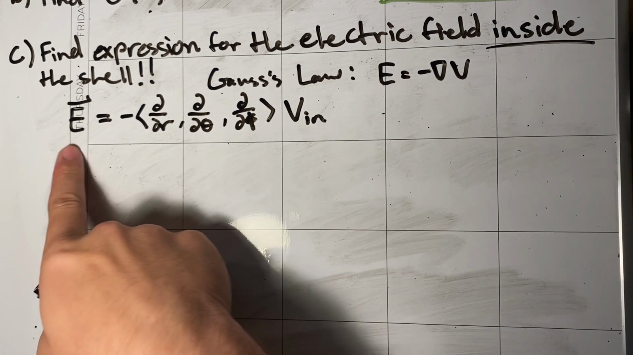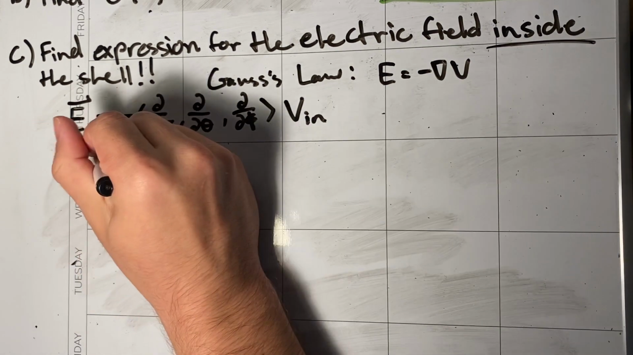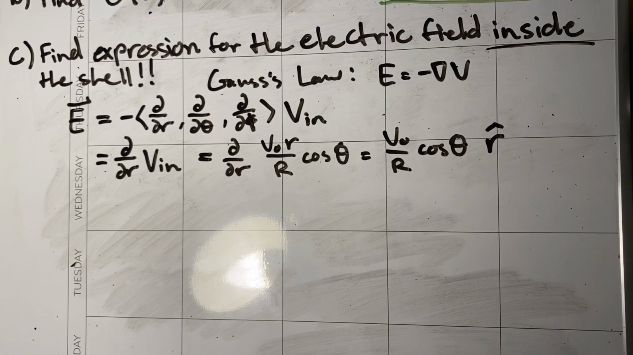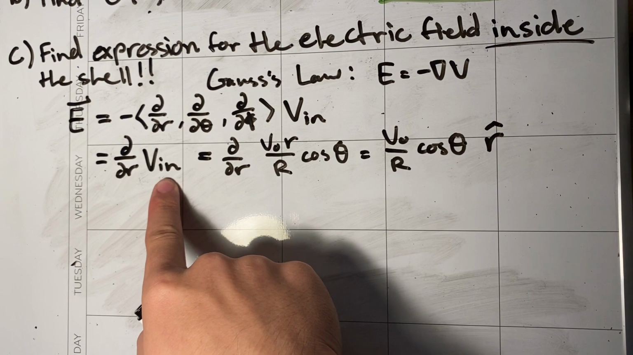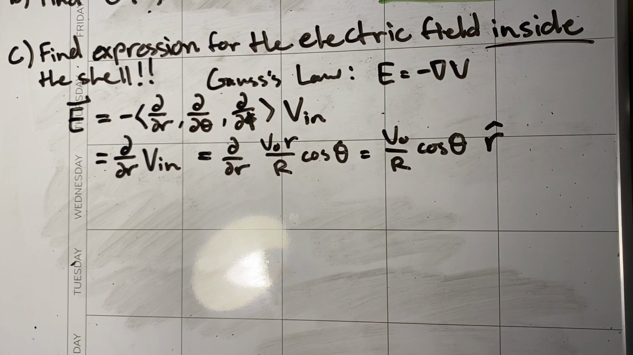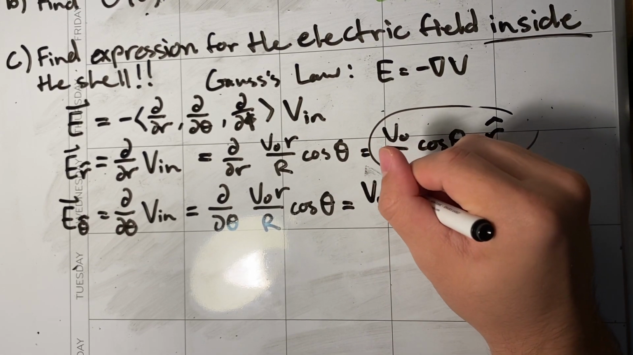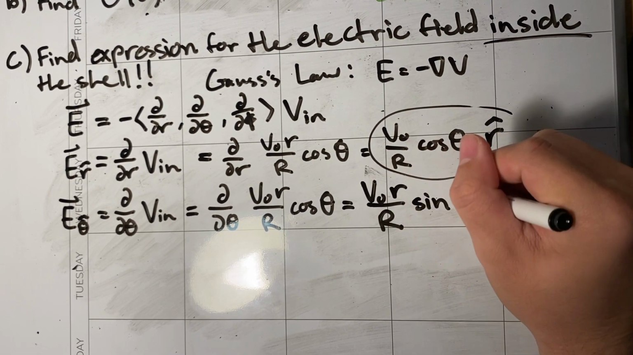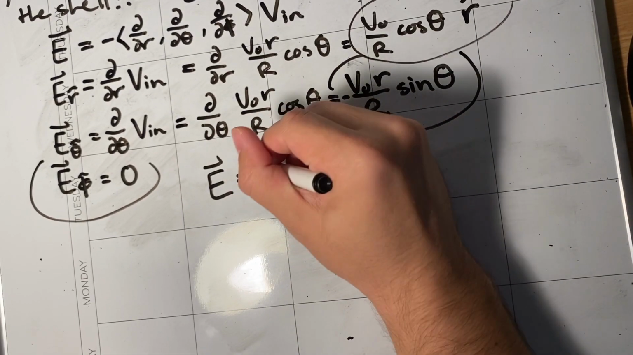So now we need to find the electric field. We know that the electric field is equal to the negative gradient of the potential. And we need the inside of the shell, so it's V in. Plugging in for V in, we get the equation that we were given. You take the derivative with respect to r, which is just 1. Now we need the partial derivative with respect to theta, and we just take the equation they gave us. The derivative of cosine is negative sine theta.